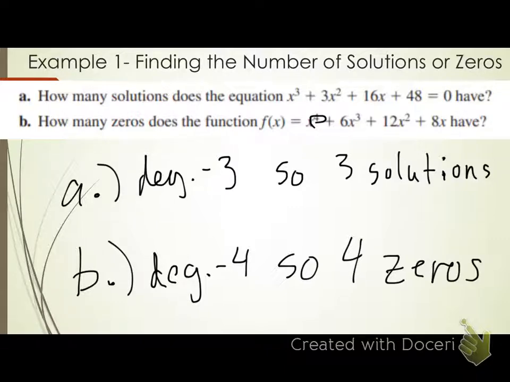Pretty easy, right? So if it asks how many solutions a polynomial equation or how many zeros a polynomial function has, the number of solutions or zeros is going to match the degree of the polynomial. Hopefully that's really, really easy for you guys. Just find the degree of the polynomial. That's your number of solutions and number of zeros.